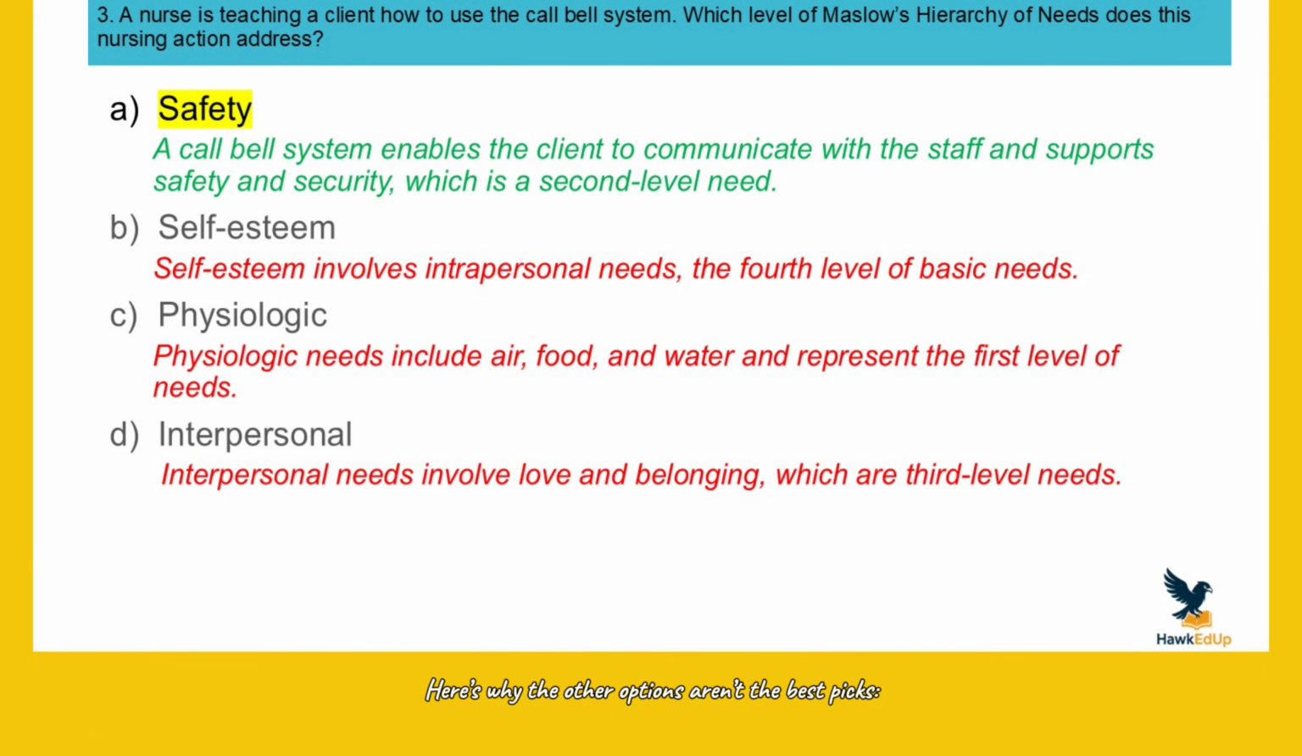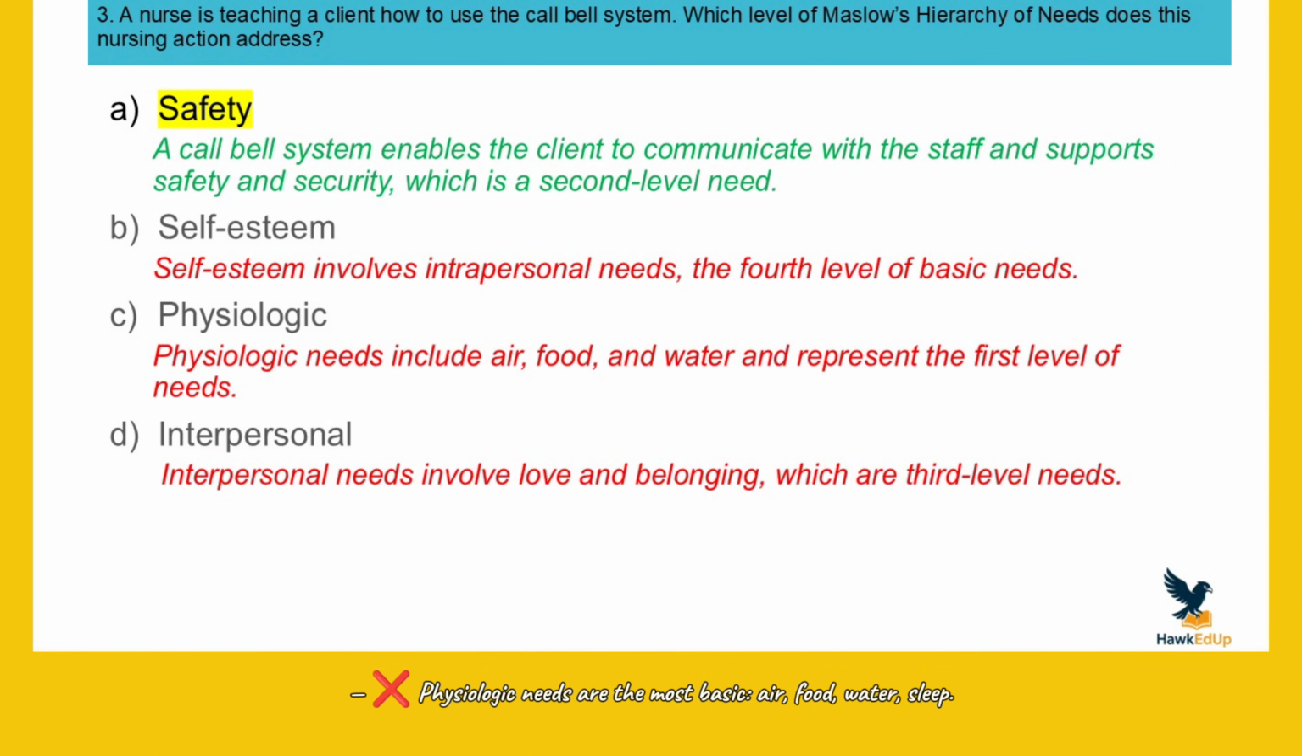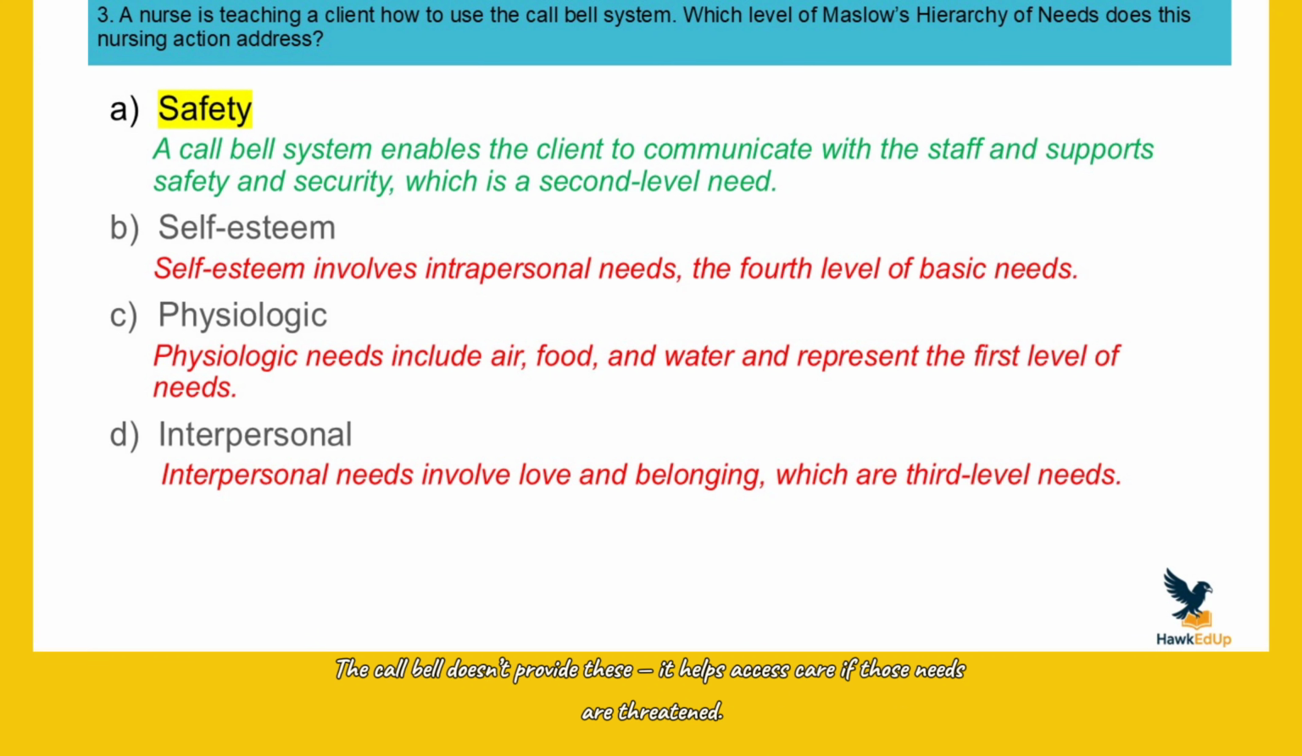Here's why the other options aren't the best picks. Option B. Self-esteem. Self-esteem is more about a person's confidence and self-worth. Teaching a call bell doesn't directly address that. It's more about physical and emotional safety. Option C. Physiologic. Physiologic needs are the most basic: air, food, water, sleep. The call bell doesn't provide these. It helps access care if those needs are threatened. Option D. Interpersonal. This refers to love and belonging, which comes after safety on Maslow's scale. The call bell helps the client stay safe, not necessarily feel connected emotionally or socially.